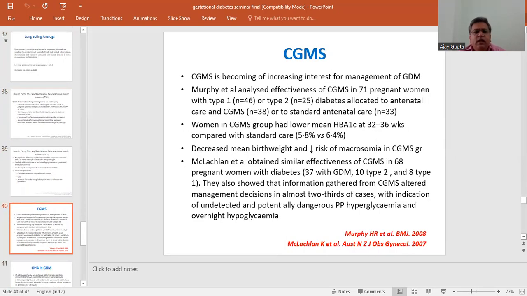Coming to the CGMS, CGMS has become of increasing interest for the management of GDM. There are studies which have shown that 71 pregnant women with type 1 or type 2 diabetes mellitus were allocated to antenatal care with CGMS or standard antenatal care. Women in the CGMS group had a lower mean HbA1c at 32 to 37 weeks compared to standard of care. Decreased mean birth weight and decreased risk of macrosomia were demonstrated in those patients who benefited from CGMS. A similar benefit has again been demonstrated in another study.